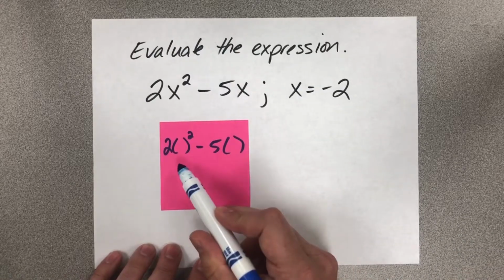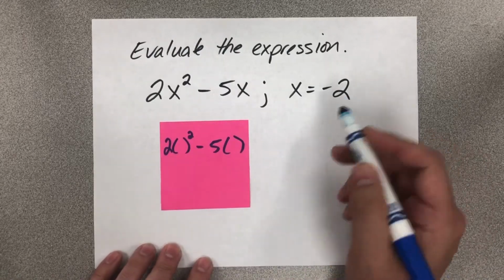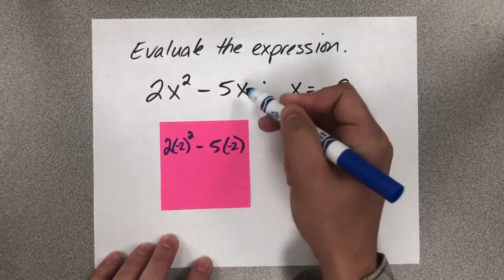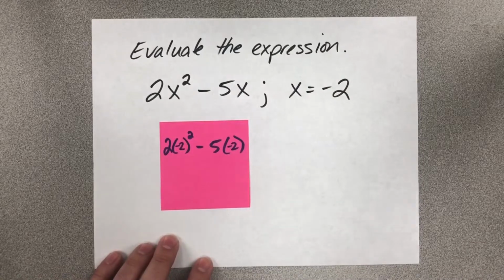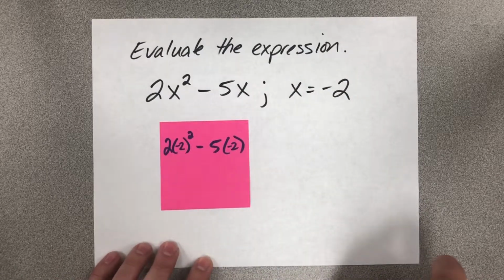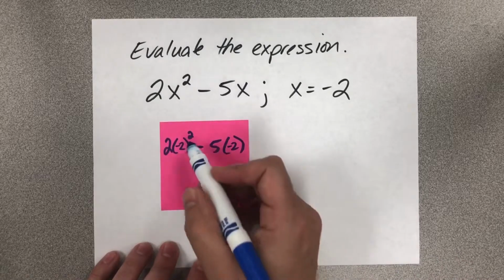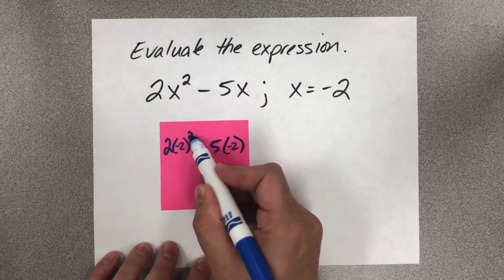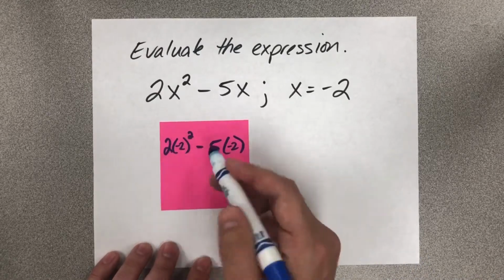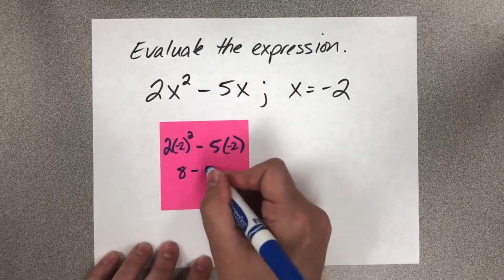So now that I've drawn it out, I'm going to take my -2 and substitute it in place of x everywhere there was an x in my original expression. Then you work it out using the order of operations. Exponents come first. -2 to the second power is -2 times -2, which is 4. 4 times 2 is 8. Bring everything else down.